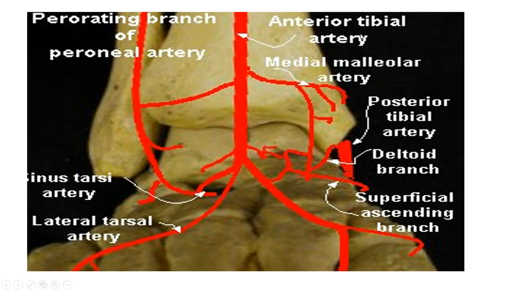So remember, the anterior tibial will give you medial malleolar branches, the posterior tibial will give you medial malleolar branches, and so they will tend to anastomose.